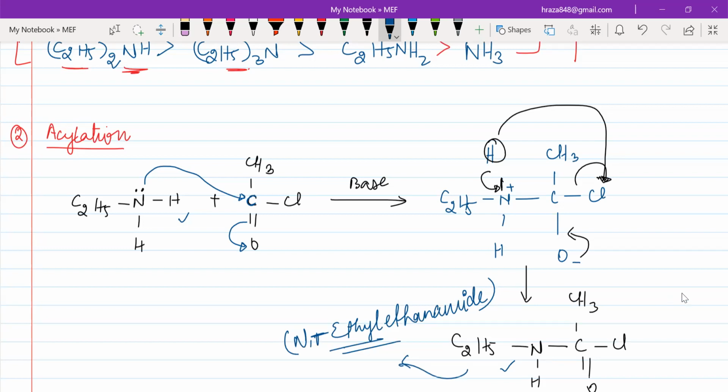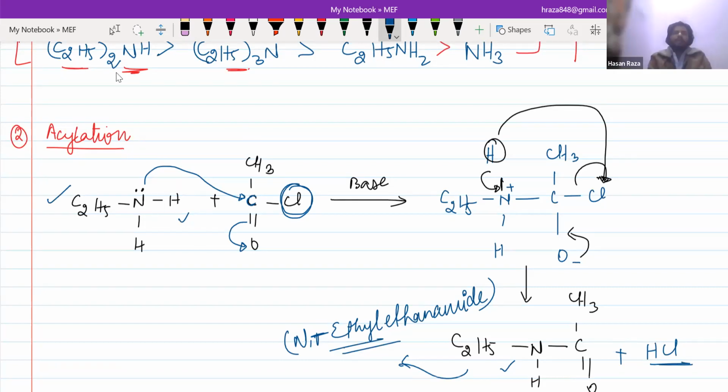So what you need to do, it's very simple. Wait a minute, I just made a mistake. Yeah. So you can see HCl is the byproduct. What you need to do is remove chlorine Cl minus from acyl halide and H plus from amines and combine them together. Then a byproduct will be formed and combine nitrogen with carbon directly. Then you will get it. In this way, you can do this.